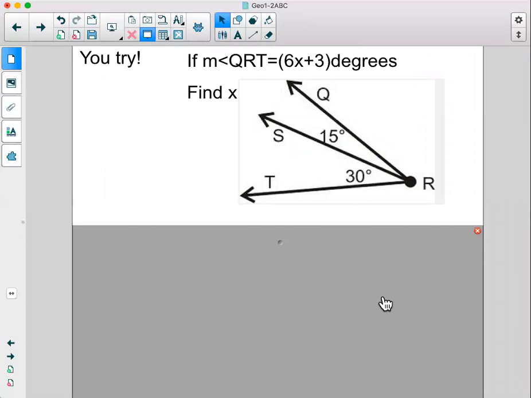Pause the video, practice on your own paper, and then press play for the solution.